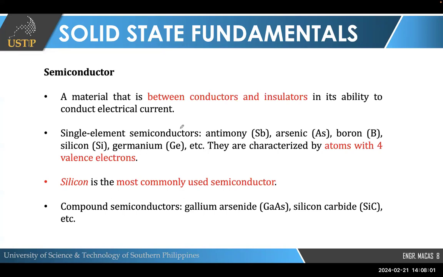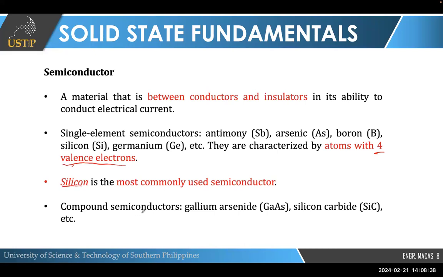Okay. Single element semiconductors include antimony, arsenic, boron, silicon, germanium, etc. And they are characterized by atoms with 4 valence electrons. So let's go back, class: if you remember my examples, silicon and germanium both have 4 valence electrons because both of them are examples of a semiconductor. The most commonly used semiconductor is actually silicon. Between silicon and germanium, silicon is the most commonly used because it is more abundant than germanium. Okay?